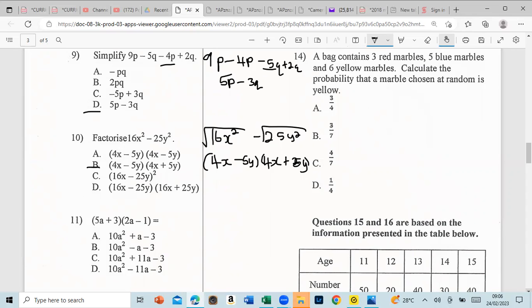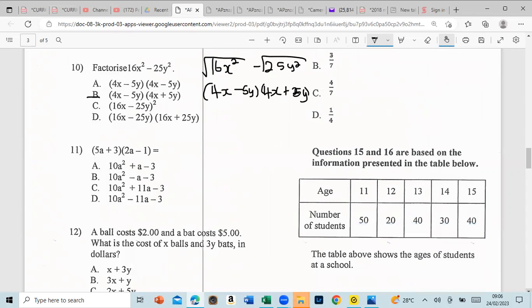Number 11, now 5a plus 3 multiplied by, so that's an expansion. So we're going to expand the bracket. So it's 5a plus 3.